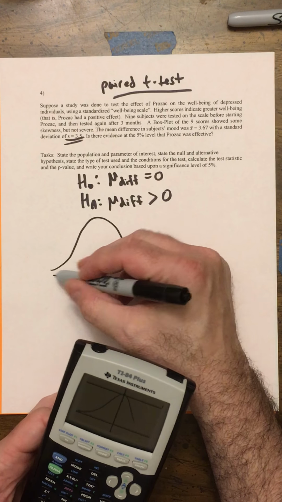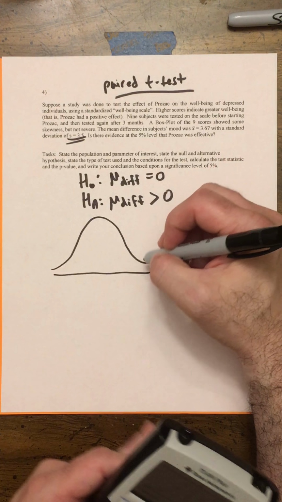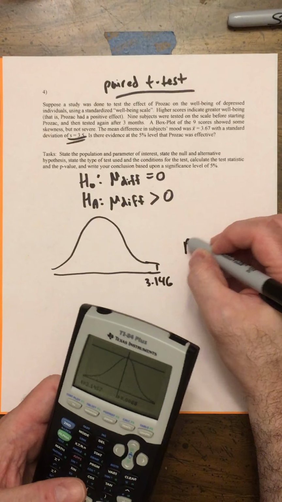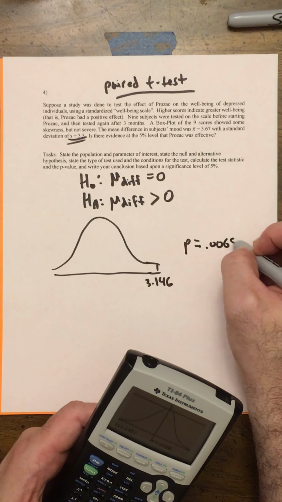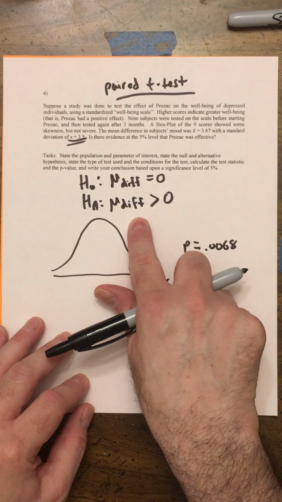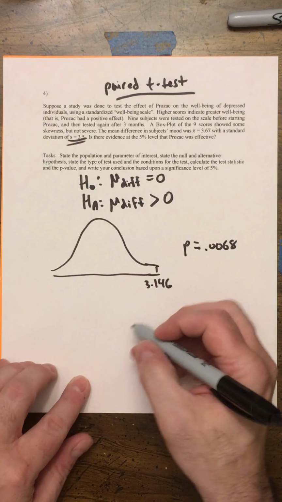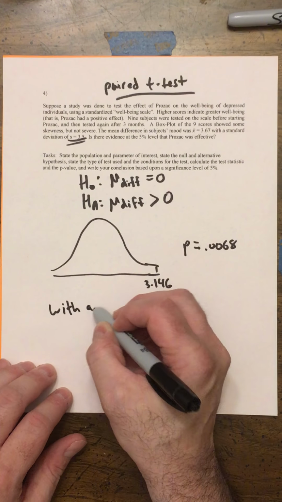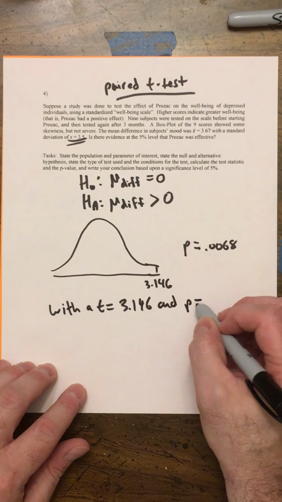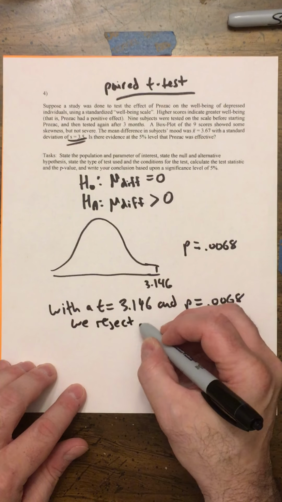And again, I'm doing this quickly without all the work here. And look at that. There's nothing to even really shade. You're all the way out here, t equal to 3.146, with a p-value that's 0.0068. That's a really small p-value. So what do you think you're going to do? You think you're going to reject or fail to reject? Well, with such a small p-value, we're going to reject the null hypothesis. So you say, with a t equal to 3.146 and an associated p-value of 0.0068, we reject the null hypothesis.